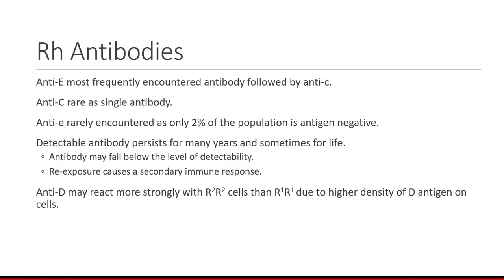Let's talk in general about Rh antibodies, and this will be repeated in other lectures as well, because the more times you hear this information, again, I've said this before, the better it will stick. Anti-big E is the most frequently encountered Rh antibody, followed by anti-little c. I want you to know that. Anti-big C is rare as a single antibody. It's usually found with others. Anti-little e is rarely encountered. Only 2% of the population is antigen negative.